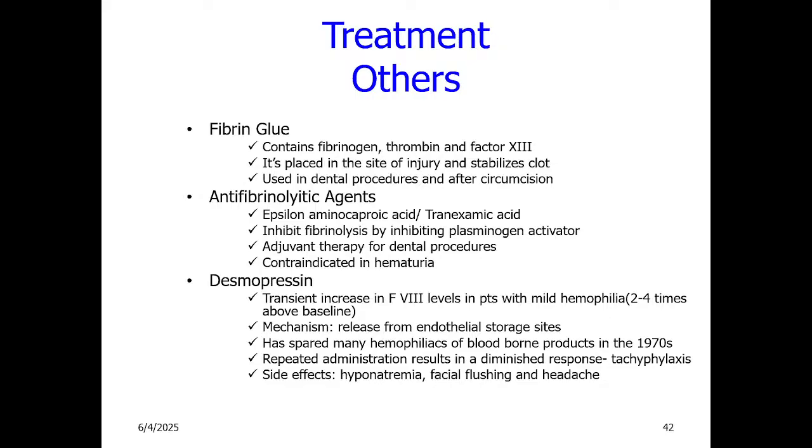Now, desmopressin leads to an increase in factor 8 levels in patients with mild hemophilia, 2 to 4 times above baseline. The mechanism is release of factor 8 and von Willebrand factor from endothelial storage sites. It has spared many hemophilics from blood-borne products since the 1970s. Repeated administration results in diminished response because of tachyphylaxis. Side effects are hyponatremia, facial flushing and headache. So, basically for some time we can use it, not regularly.